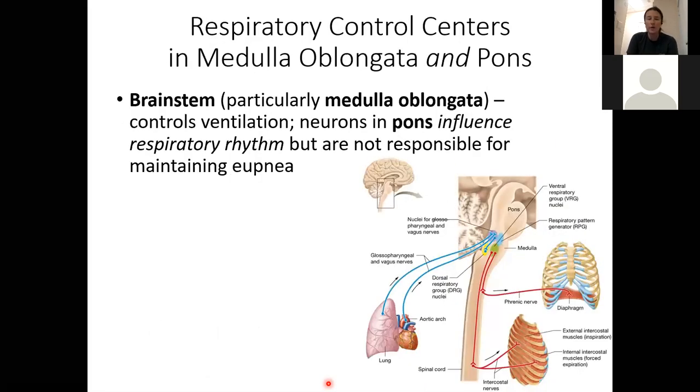Okay. And so unlike the cardiovascular system, there are several different regions within the brainstem that are responsible for regulating this ventilation. Okay. The medulla oblongata, of course, receives messages from these chemoreceptors. Okay. And the medulla generally controls ventilation, right? So how much you're breathing in and out. But then we also have a few regions within the pons, right? Another area of the brainstem that are responsible for influencing the rhythm of our respiration.